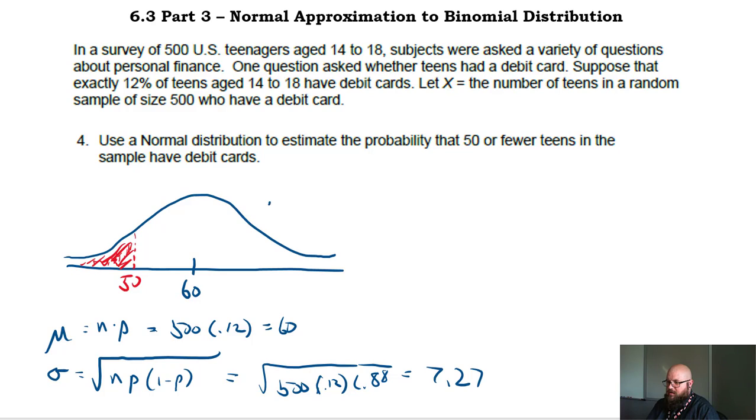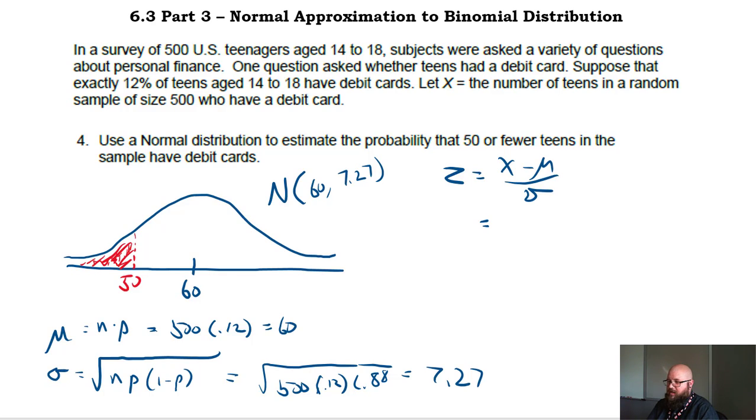So we're missing our little normal curve here. Our 60 is our mean, and our standard deviation is 7.27. All right, we've checked that off. Now, since we have these values and we're trying to find the area under the curve, we need to find our z-score. Your z-score is x minus the mean divided by the standard deviation.